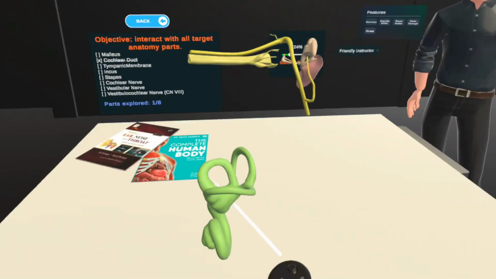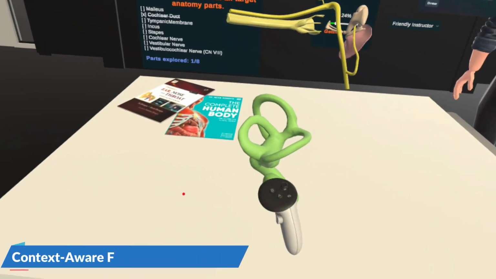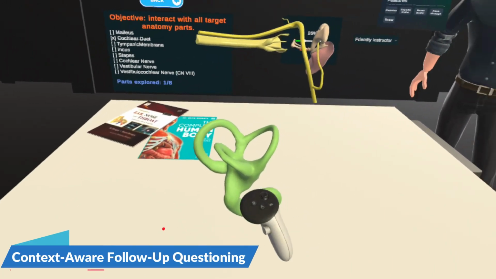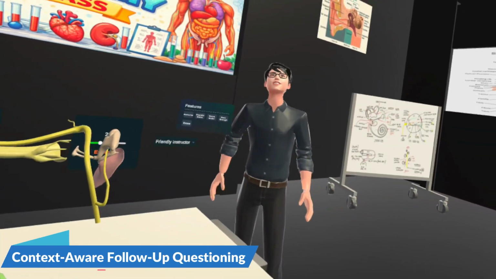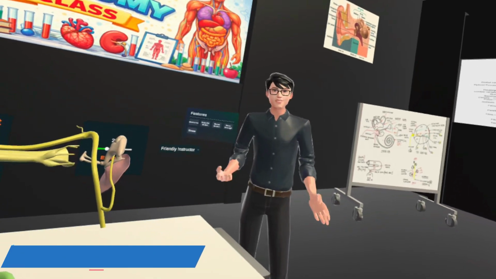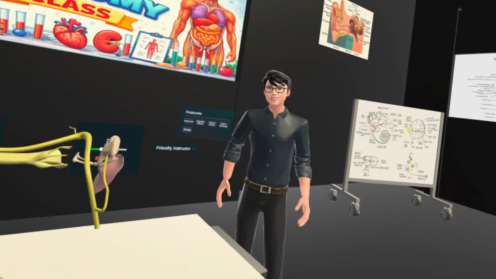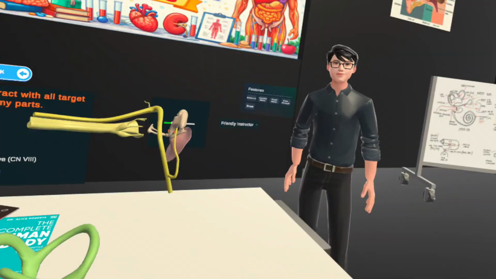And what are these three loops? Those loops are the semicircular canals. They are part of the vestibular system, which helps with balance. They detect rotational movements of your head.